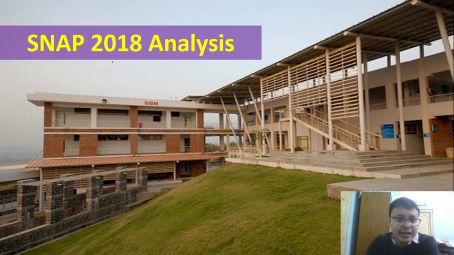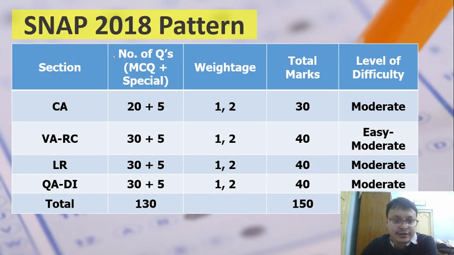Now let's look at the Snap 2018 analysis along with what the cutoffs were like. As I said, the biggest difference was that you had special questions in every section, of 2 marks weightage. Whereas this time, as we just clarified, it will be part of only a single section. Special questions involved higher weightage and even certain things like the type-in-the-answer format.